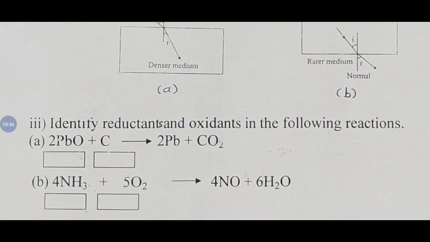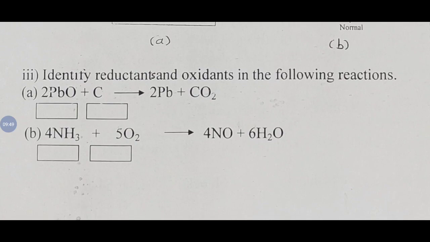Next, identify reductants and oxidants in the following reaction. So write down these reactions as it is in your answer sheet, and in that box write down whether it is oxidant or reductant. So half mark for each box. In this way you are getting 2 marks.